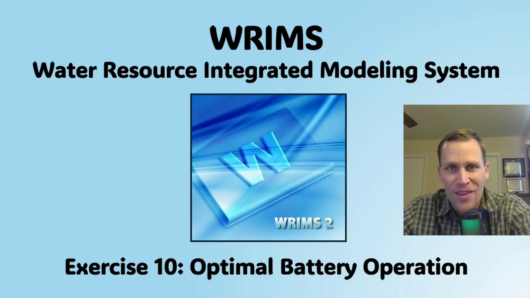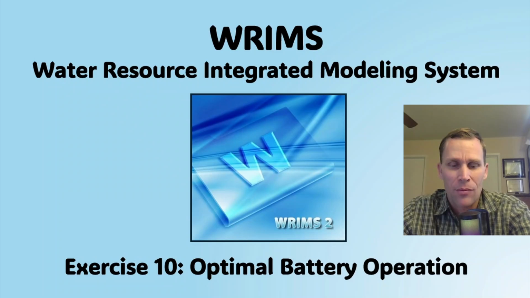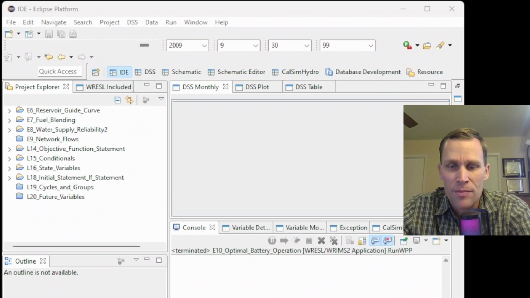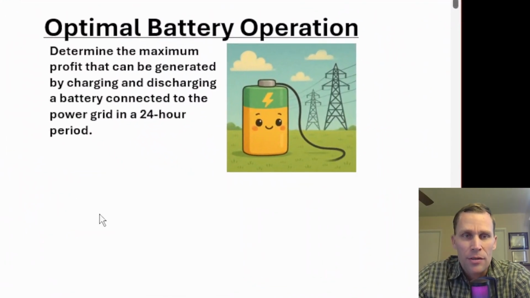Welcome and hello. This is a video exercise in WRIMS, and in this exercise, I've titled this one Optimal Battery Operation. This is going to be a control problem where we have a battery and we're going to charge and discharge that battery to maximize profit over a 24-hour time period. What I have on the screen here is the problem statement, just as an introduction.